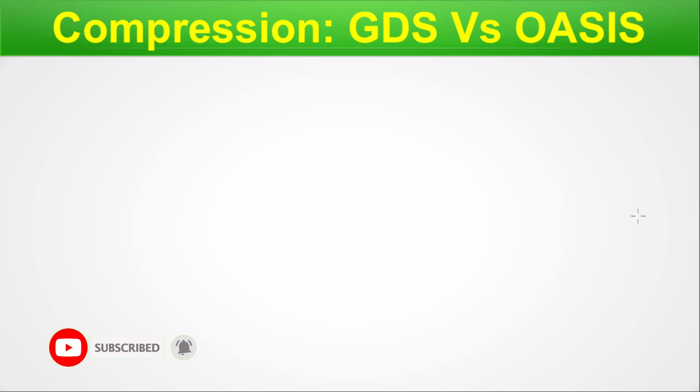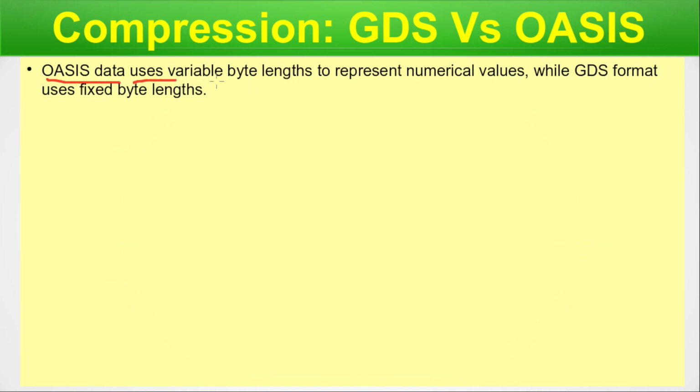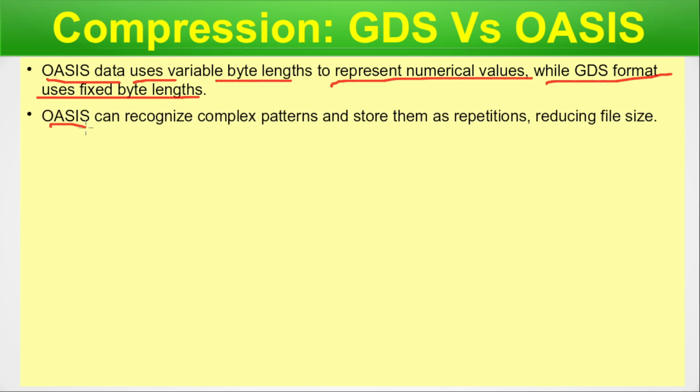Now we will compare the compression algorithm between GDS and OASIS. OASIS data uses variable byte lengths to represent the numerical values, while the GDS format uses fixed byte lengths. So it's inside the algorithm to save the disk space, nothing else. OASIS can recognize complex patterns and store them as repetition, and hence it reduces the file size. So this is the internal method of OASIS that is better than GDS.